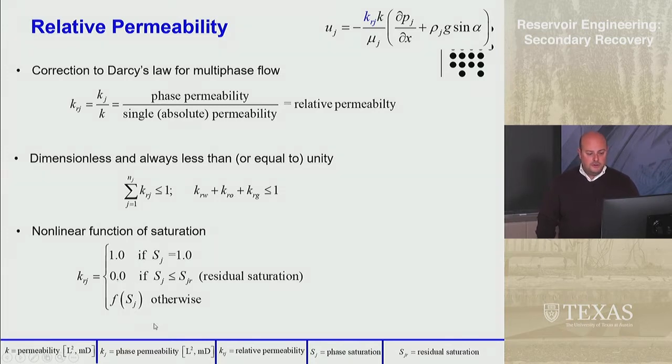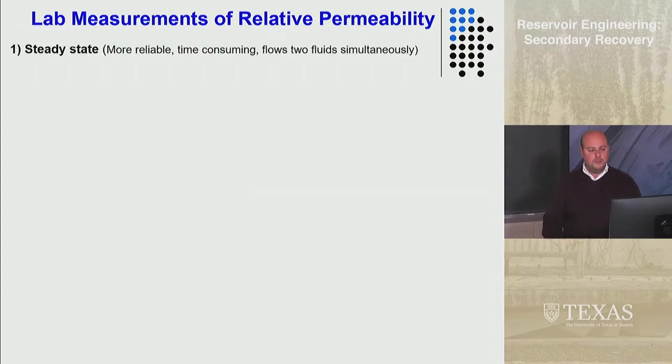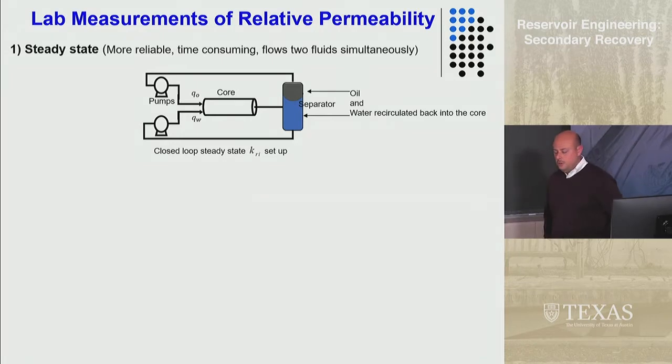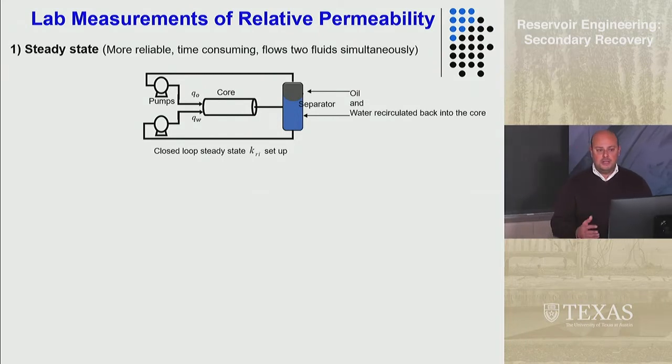Otherwise, it's going to be some function of saturation, and I'll show you what that is in future slides. There are different ways to do measurements of relative permeability. I don't want to focus too much on this, but one of those methods is called the steady state method. In the steady state method, you inject your oil and water at specified velocities which give you a saturation, and then you measure the amount of oil and water that come out at the other end. Once you get to this steady state, you can calculate the relative permeability from Darcy's law using your pressure gradient and your known flow rates, and back calculate relative permeability.